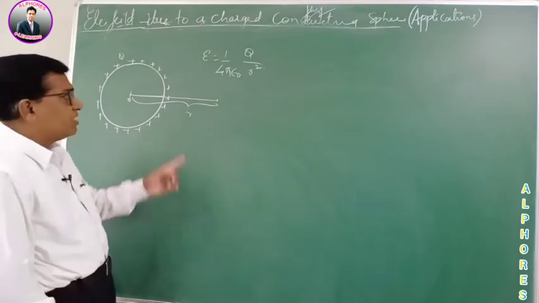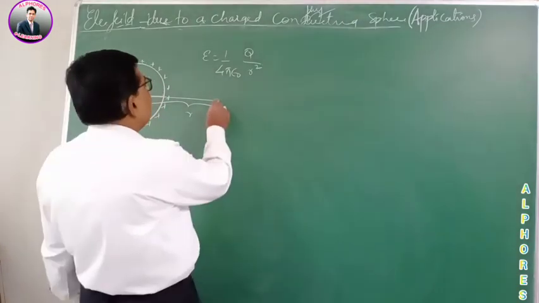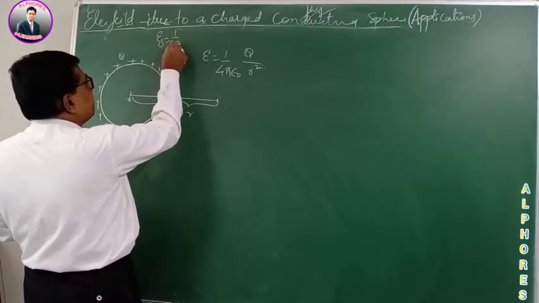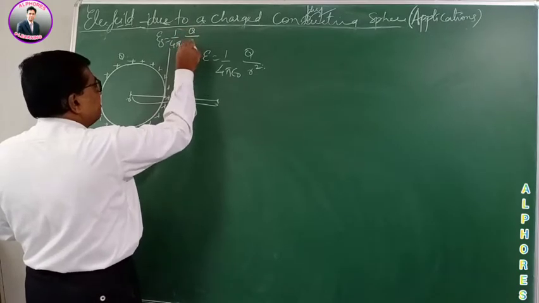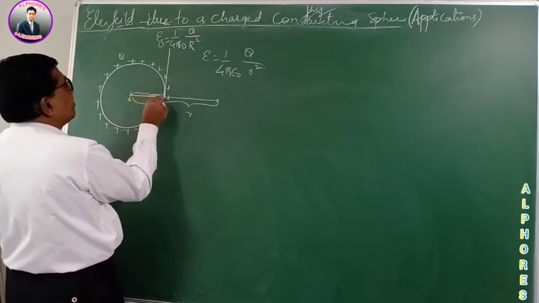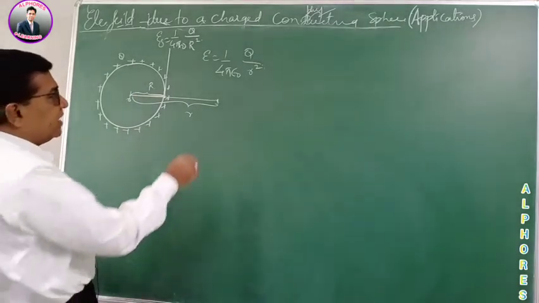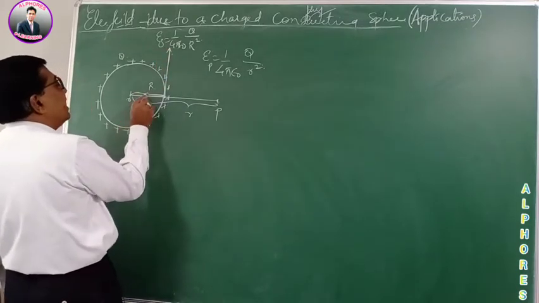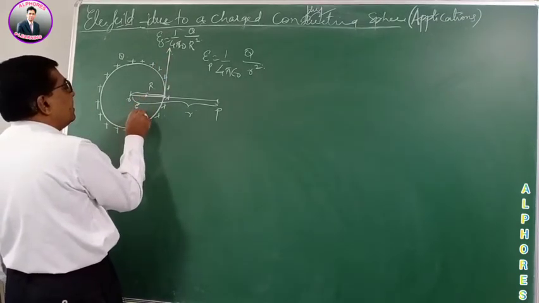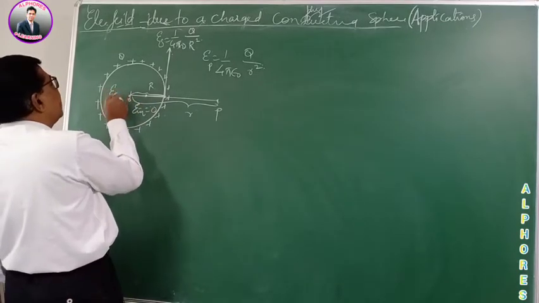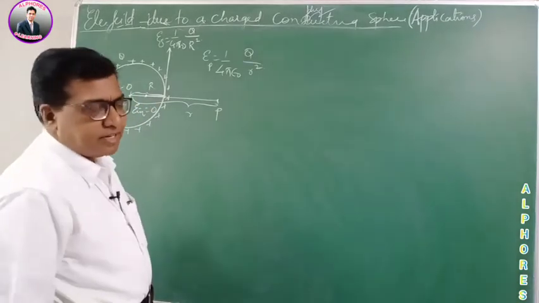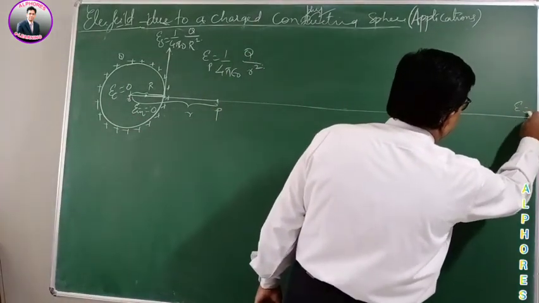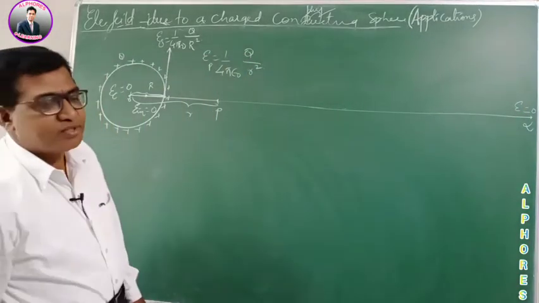On the outside point it is q by r square, and at a point on the surface the electric field is 1 by 4 pi epsilon naught q by capital R square, as the distance of the point is equal to the radius of the sphere. At an inside point, the electric field is 0. At the center, the electric field is 0. And for any charge, electric field intensity at infinity is always 0.